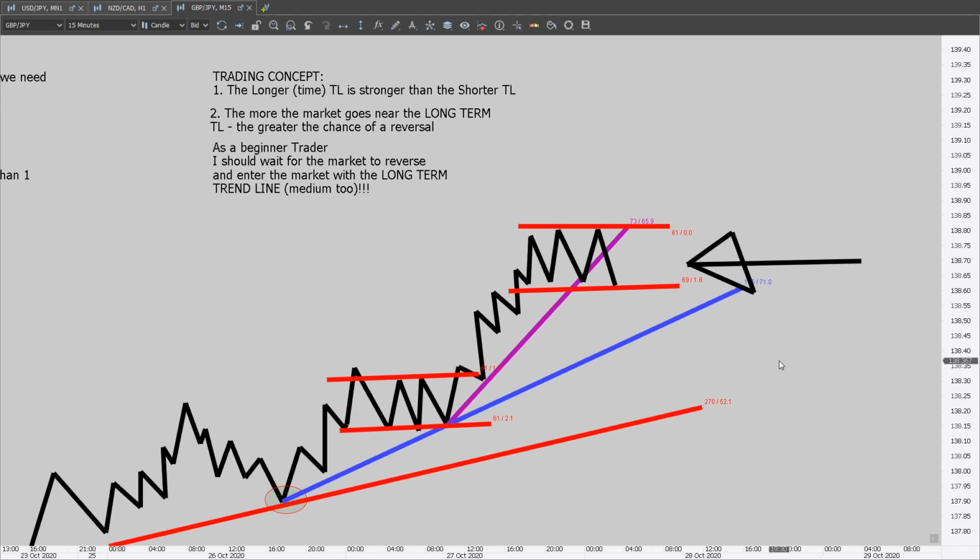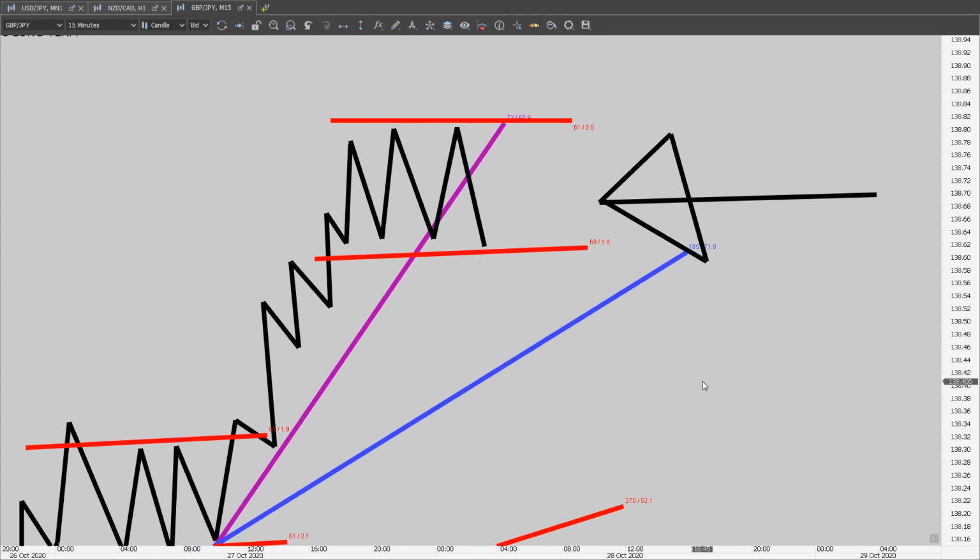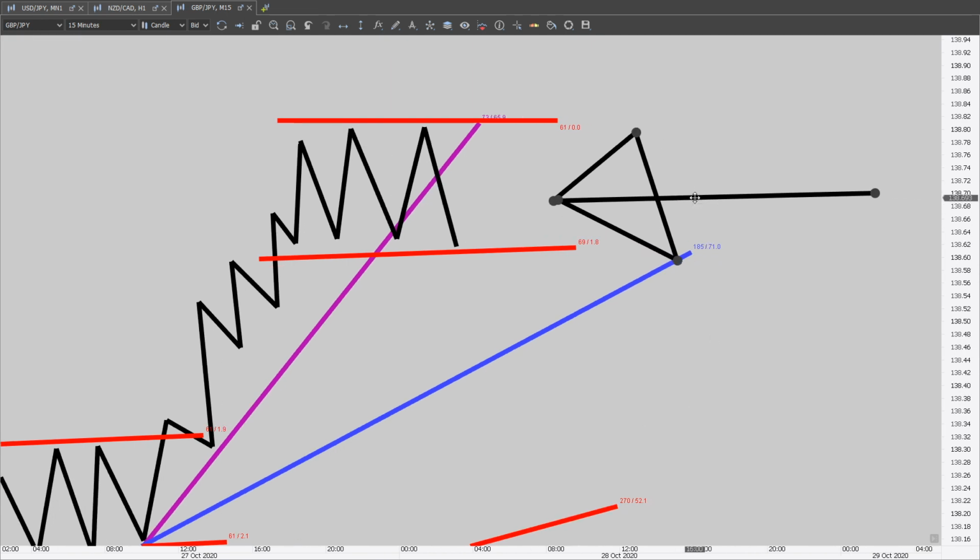If this is the case, what is high probability and what is low probability? Just give me a second, everybody. So the question is, if this is the case, what is low probability, what is high probability? Give me a second, guys.